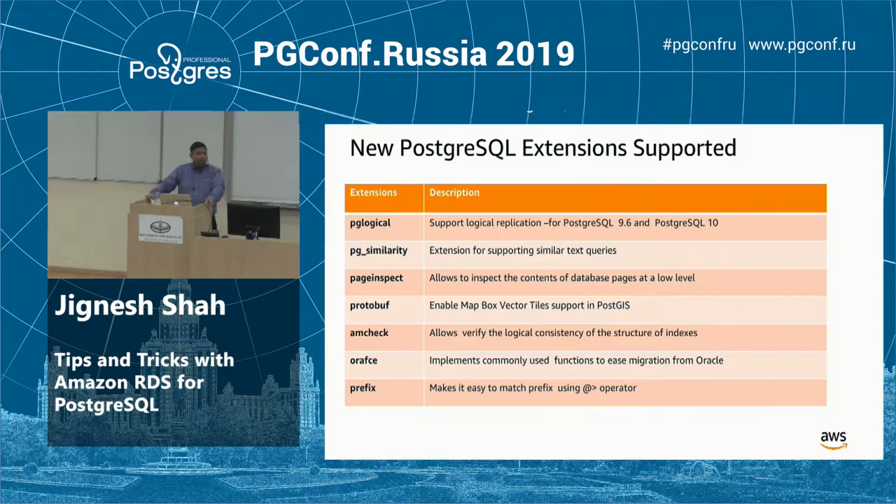And also another extension that we have recently supported is prefix. Prefix allows you to do number comparisons, like telephone numbers and others. And like I mentioned, if you have more extensions that are not supported and would like us to support them, there is an email alias, RDS Postgres extensions request at Amazon.com, that you can send requests to. Or just after the session, I can actually give you my email ID for that.